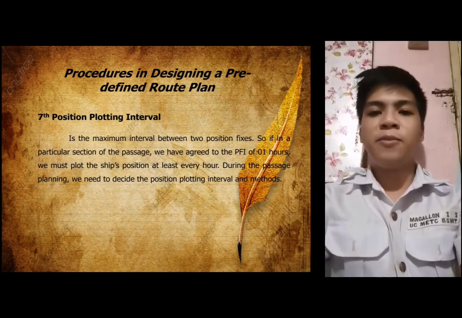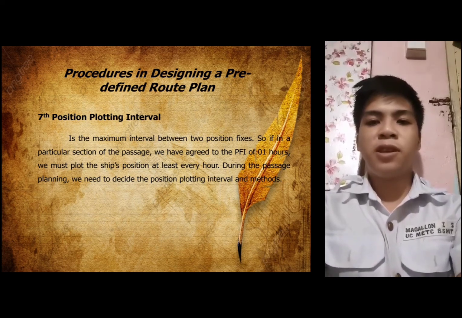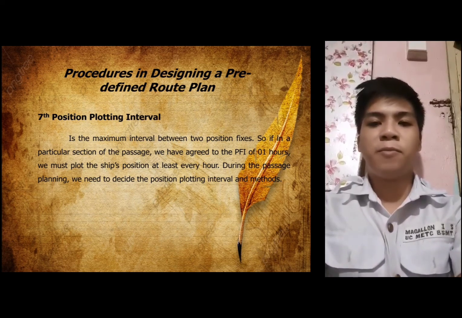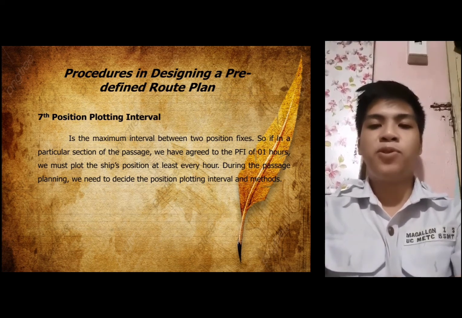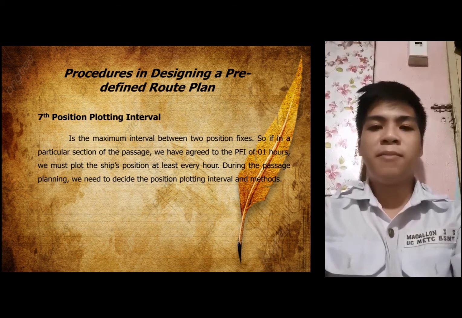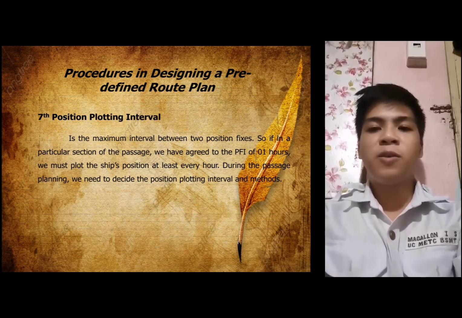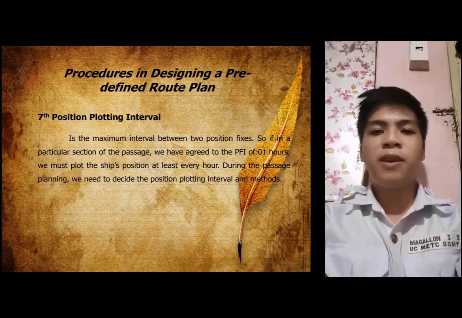I'm Cadet Ayan Sigun Magalion, and I'm here to tackle the seventh procedure in designing a predefined route plan, which is position plotting interval. Position plotting interval is the maximum interval between two position fixes. So if in a particular section of the passage we have agreed a PFI of 0-1 hours, we must plot the ship's position at least every hour.